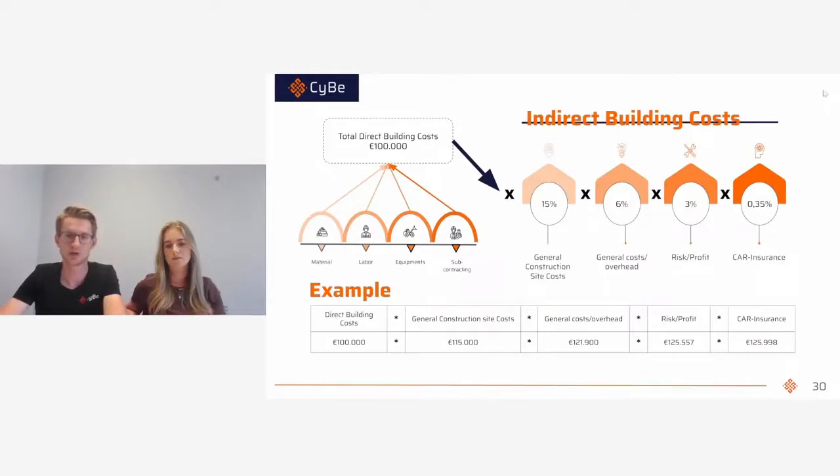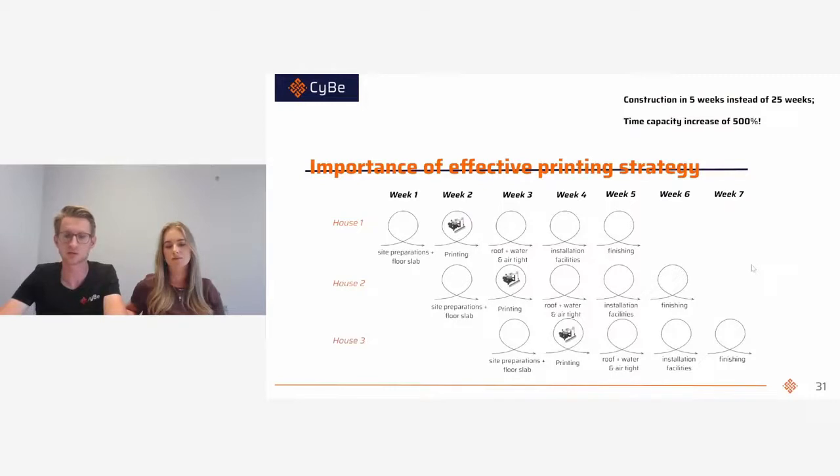So now we have calculated the total direct building costs, and as you know, to calculate the total building costs, we have to multiply the direct building costs with the indirect building costs. So in this you can see an example of how that's done. If you have, for example, a house that costs 100,000 euros in direct building cost, that's multiplied with 15% overhead cost, 6% general overhead cost, 2% risk and profit and insurance. And it brings to a total here of about 126,000 euros. So that's what we're also going to do for our robust villa.